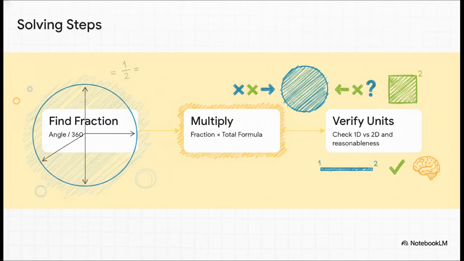To solve this like an absolute pro, we'll use the precise 3-step game plan. Step 1, find our fraction. Step 2, multiply that fraction by the appropriate whole circle formula. And Step 3, verify our units and make sure our final answer actually makes sense in reality.